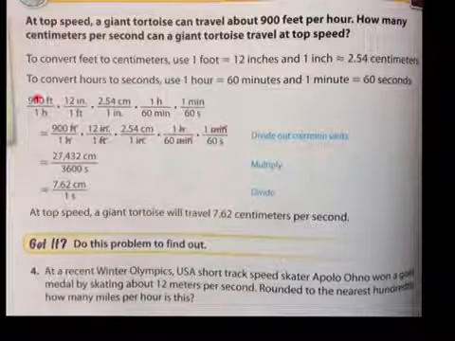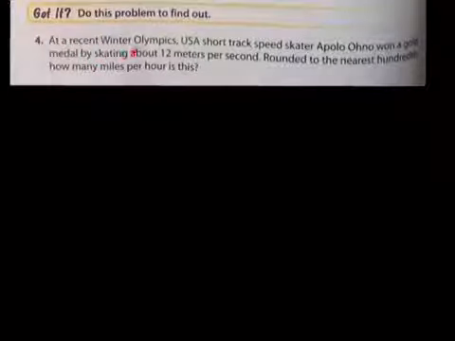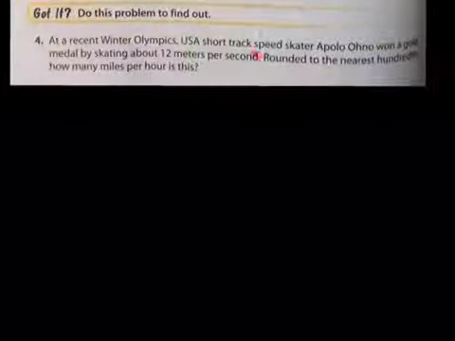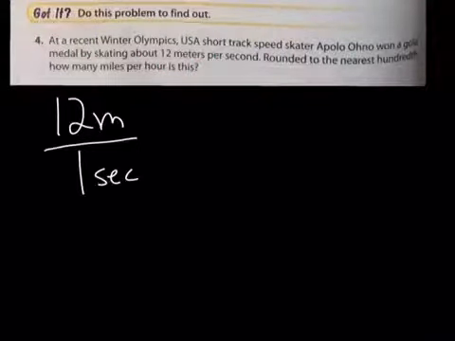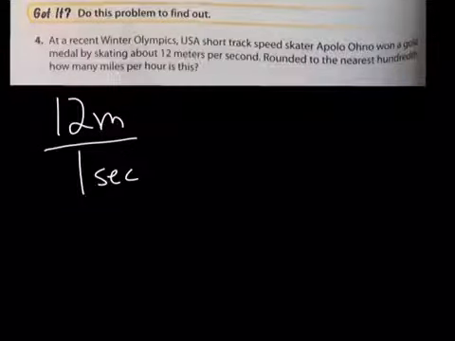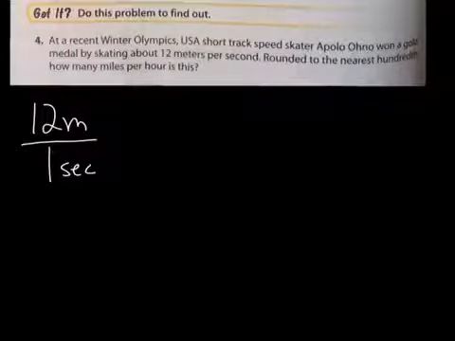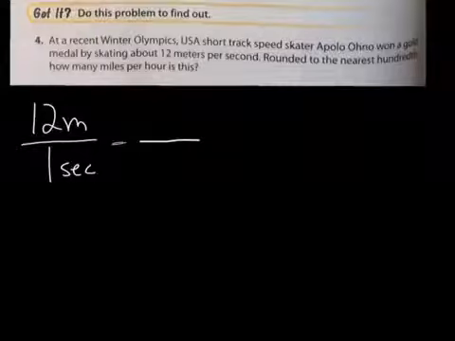For the sake of time, please go ahead and read number 4 on your own. It explains there how to convert, and then it shows you the step-by-step process. But for now, let's do 4 together. At a recent Winter Olympics, USA short track speed skater Apolo Ohno won a gold medal by skating about 12 meters per second. There's my ratio. Rounded to the nearest hundredth, how many miles per hour is this? So we want to look on the top for how many miles instead of meters.